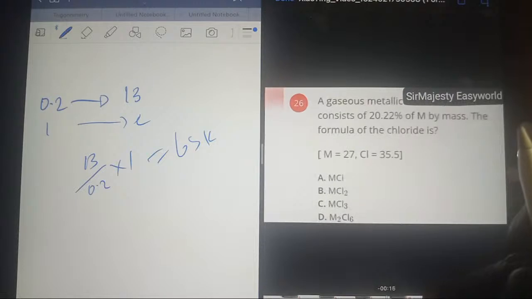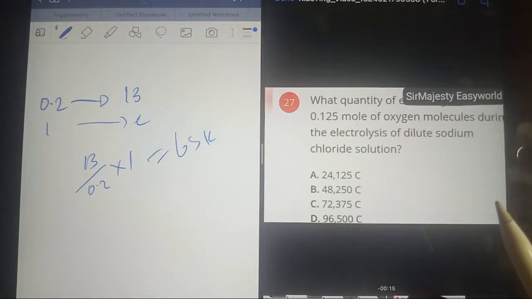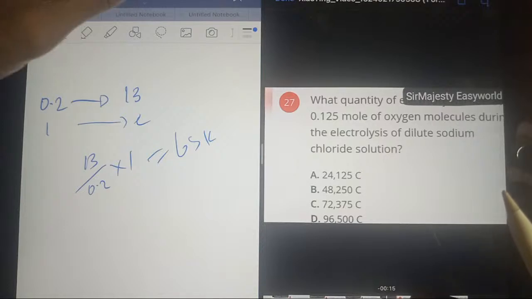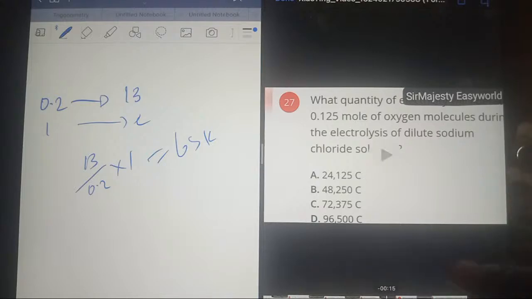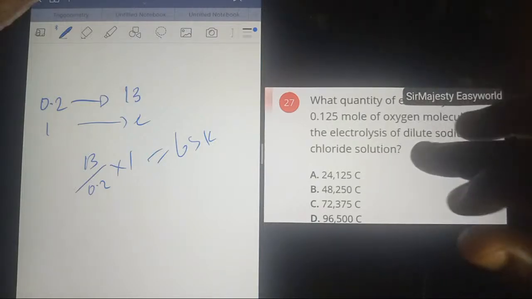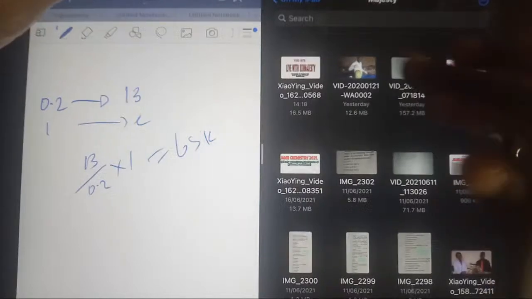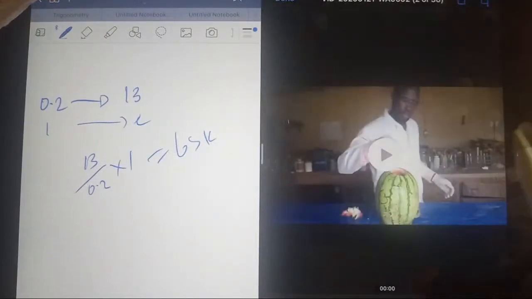Okay, question 26 is still a gaseous metallic... it's not showing well. Maybe I'll try searching it here. But let me welcome your questions. As we do this, we might also take a little break.